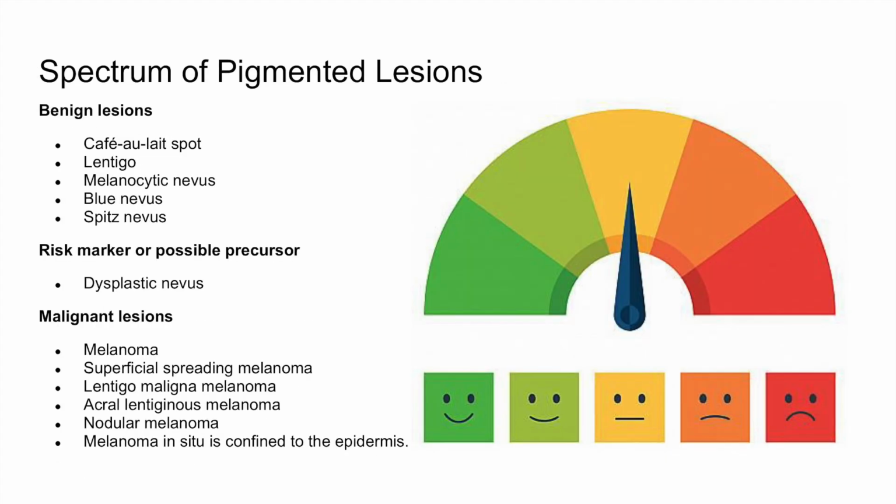Pigmented lesions exist along a spectrum ranging from clearly benign lesions to melanoma. Benign examples include the café au lait spots we just talked about, lentigines, common melanocytic nevi, blue nevi, and Spitz nevi, where nevi is just a fancy way of saying mole. A dysplastic nevus occupies an intermediate clinical category because it is primarily a marker of increased melanoma risk and can occasionally serve as a precursor.